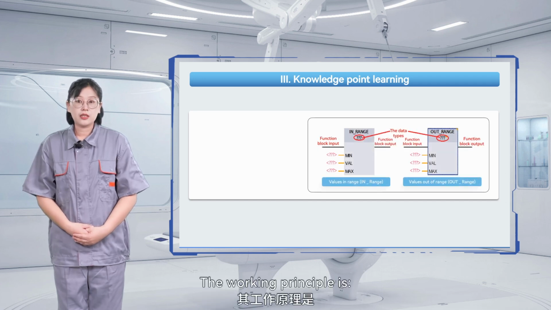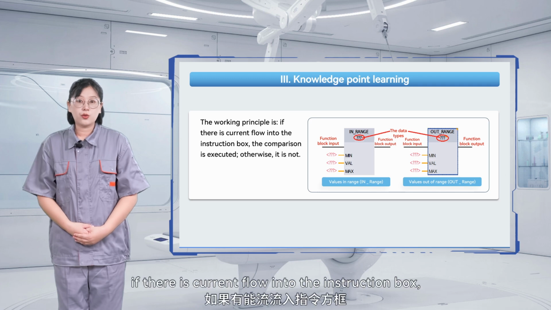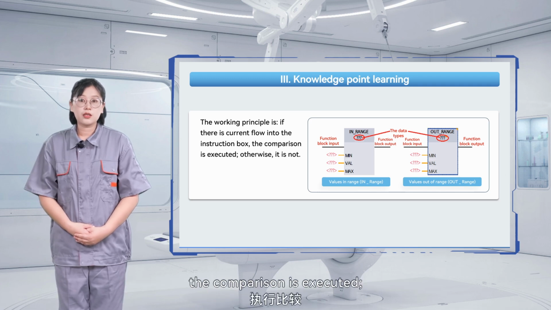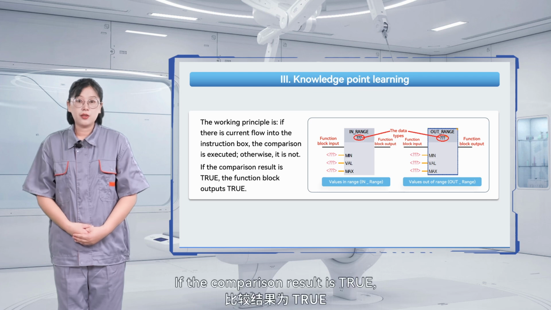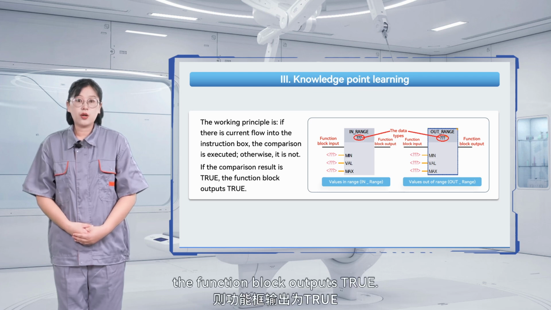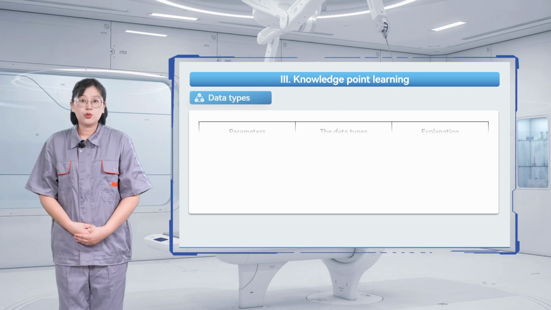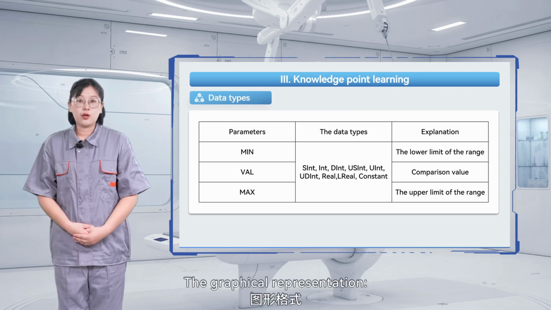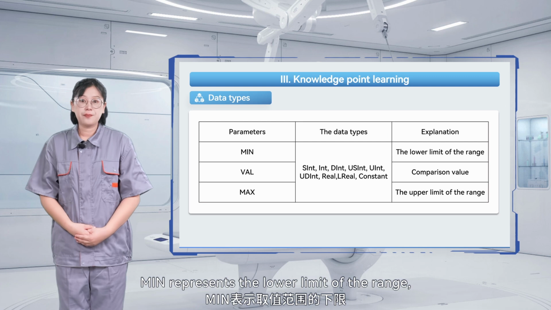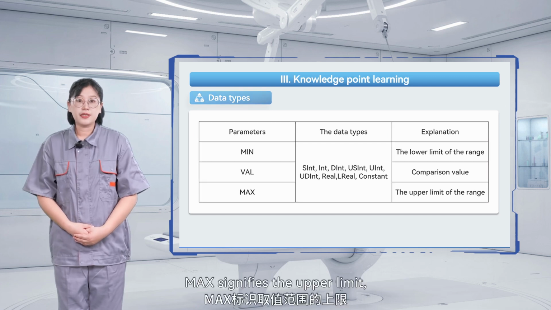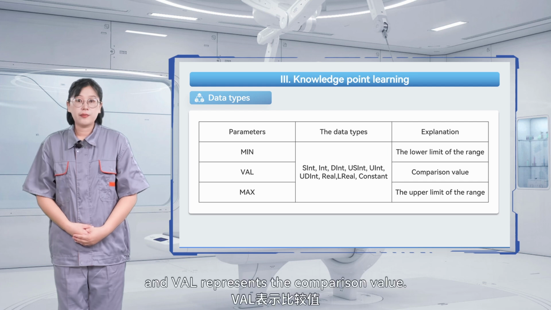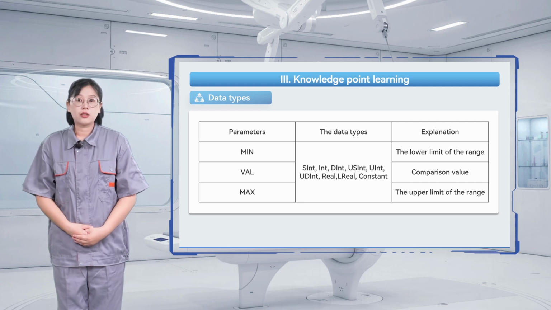Moving on to value range comparison instructions, which include within range and out of range instructions. The working principle is, if there is current flow into the instruction box, the comparison is executed. Otherwise, it is not. If the comparison result is true, the function block outputs true. In the graphical representation, Min represents the lower limit of the range, Max signifies the upper limit, and VAL represents the comparison value.